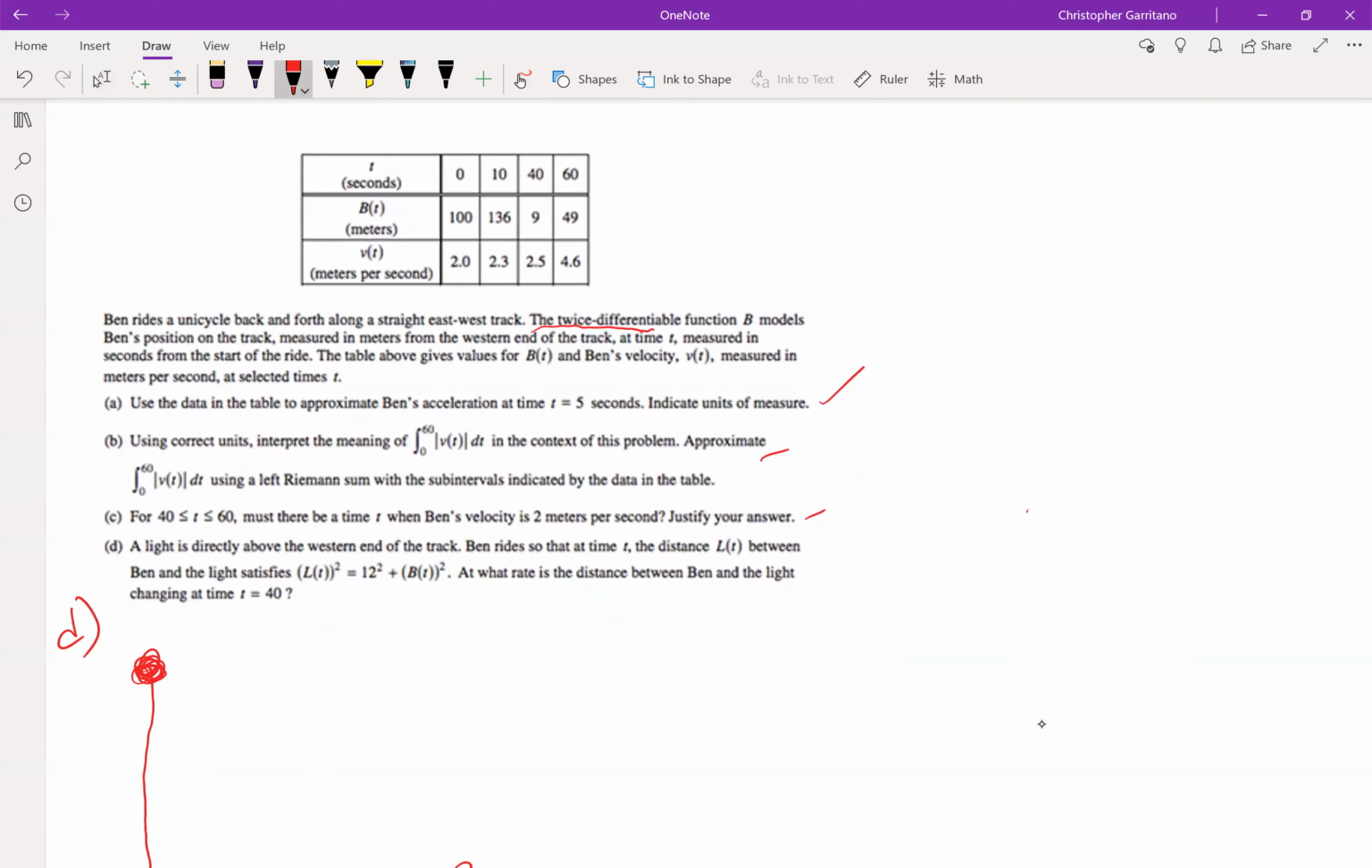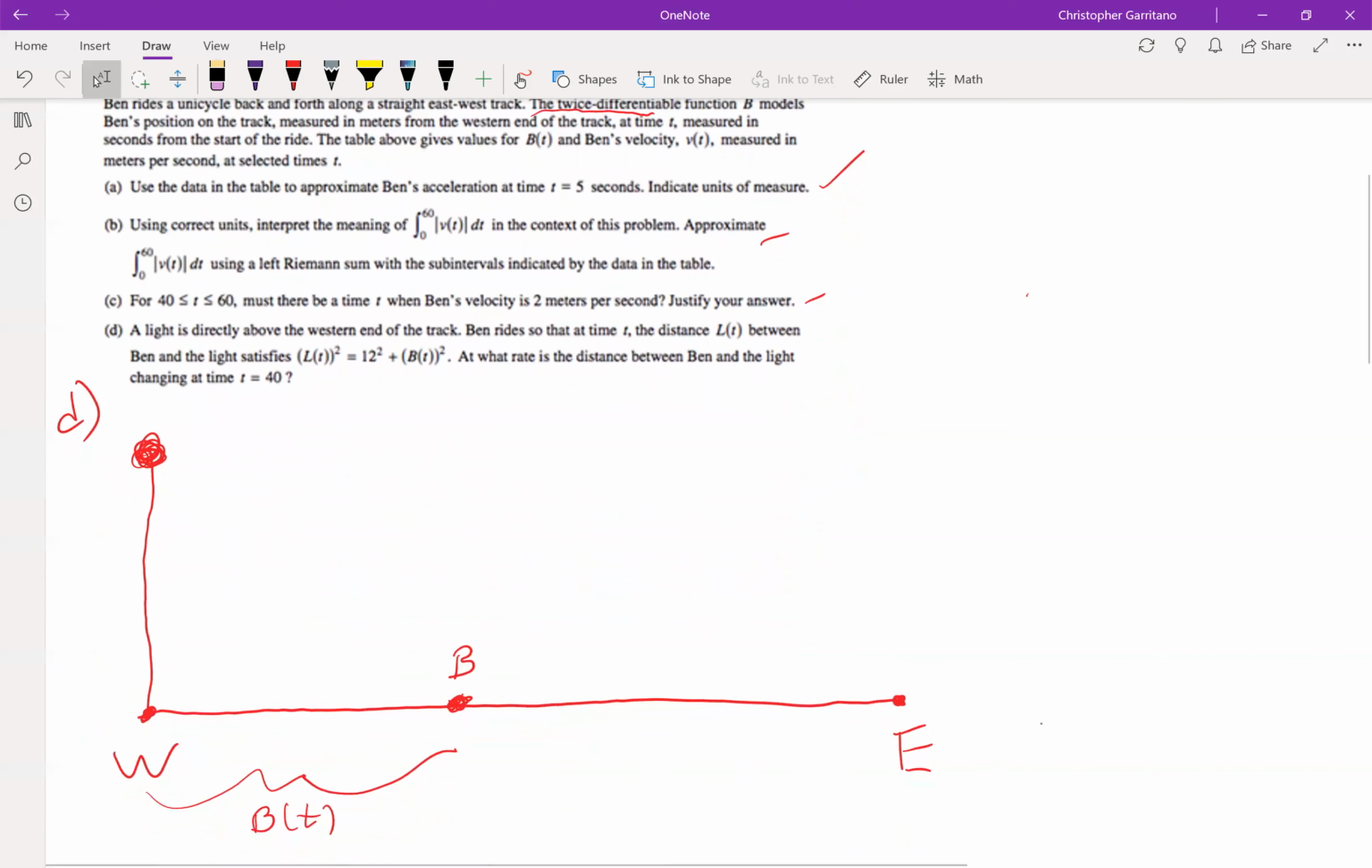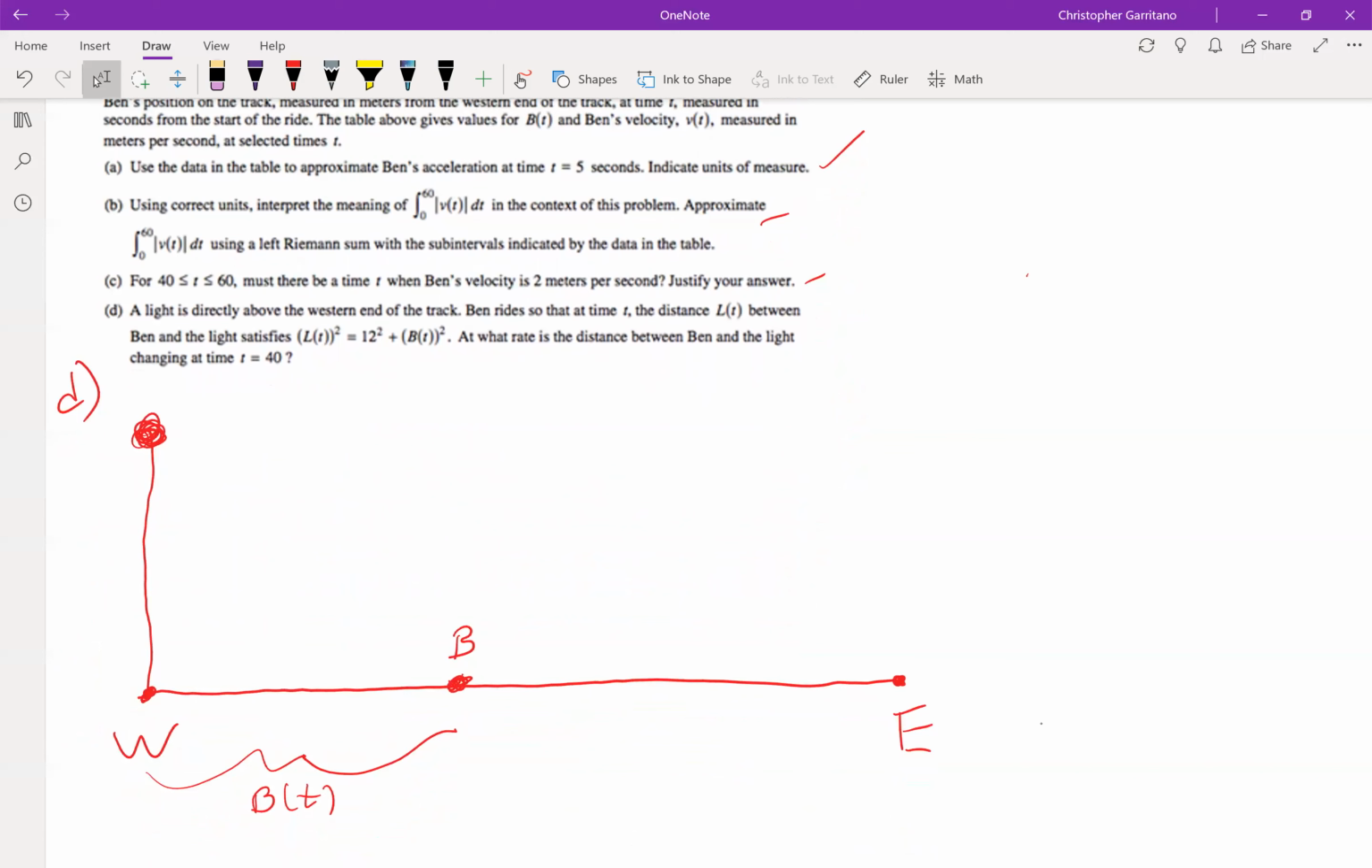So you could actually, of course, think of v as b prime of t. All right, so they're the same thing. All right, so that's the situation. And Ben, just as time goes on, Ben is changing his position along this track. Okay, great. Part D now adds to the situation. They say a light is directly above the western end of the track. So if you can use your imagination, this is some light source, and it's drawn directly above the western end of the track.